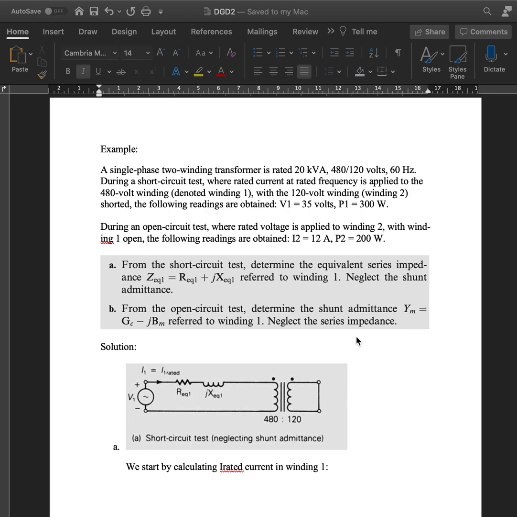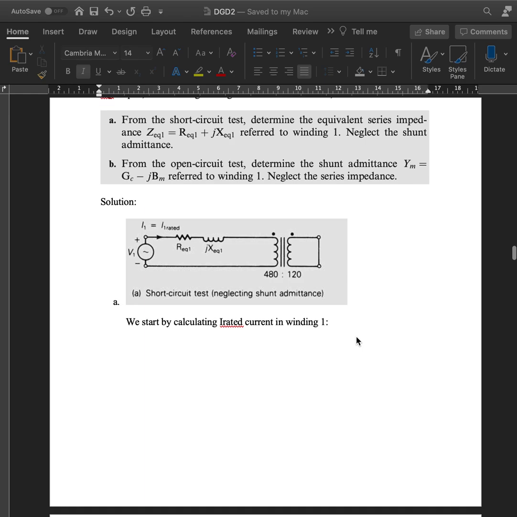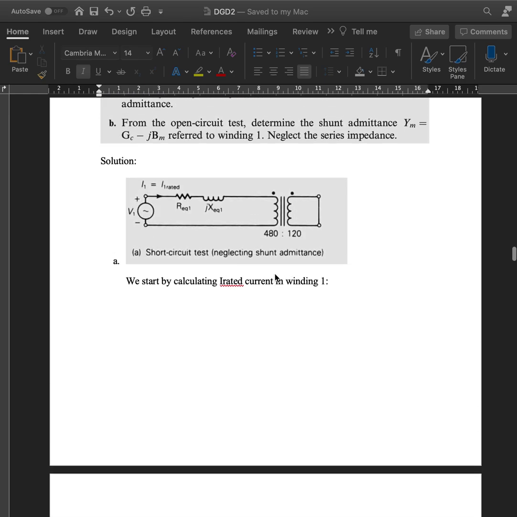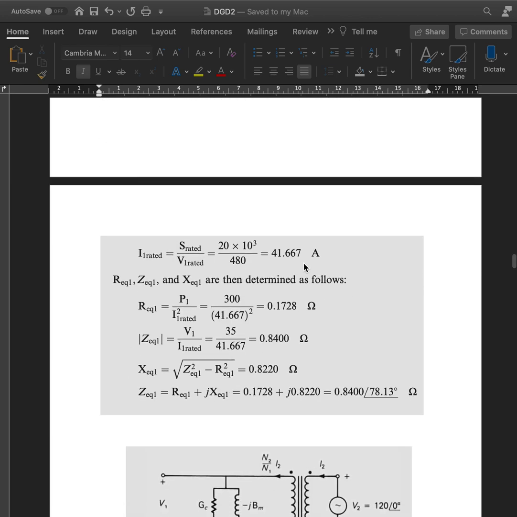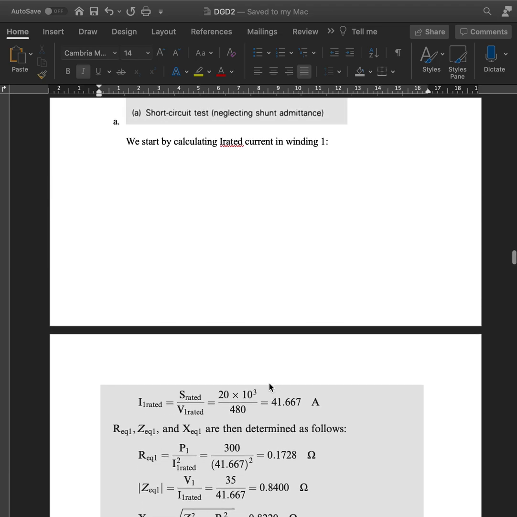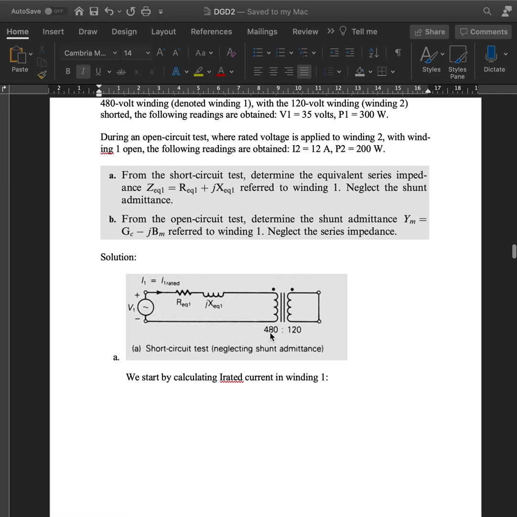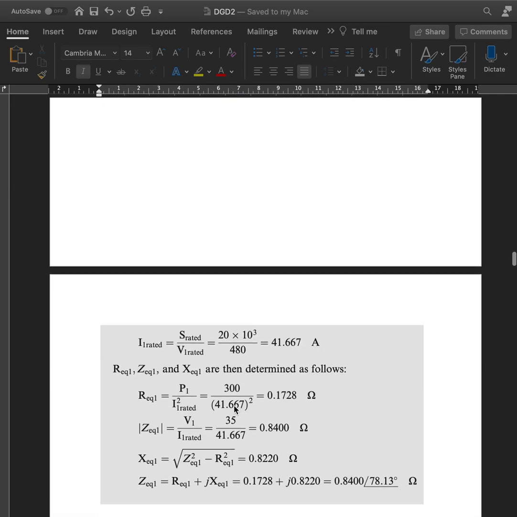We start by calculating the I rated, as we have V1 and P1 here. So I rated is what? 20 kVA, 20 times 10 to the power of 3 divided by 480. So we get 41.67 amperes basically. R equivalent can be calculated as the power that is given to us, 300, divided by the current squared. So 41.67 squared, and we get 0.1728 ohms.